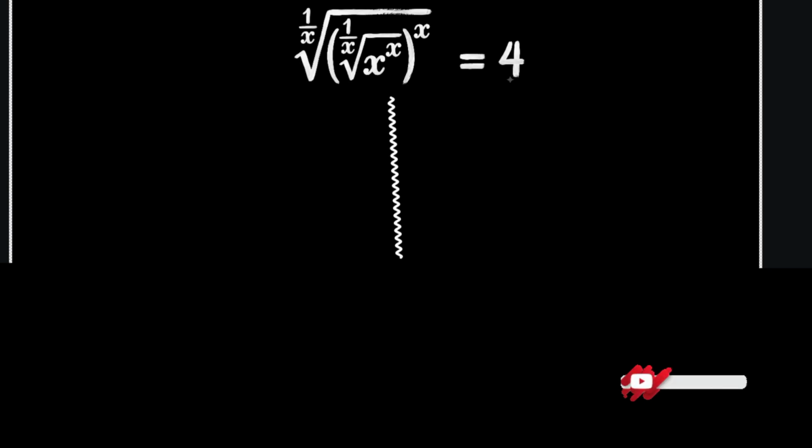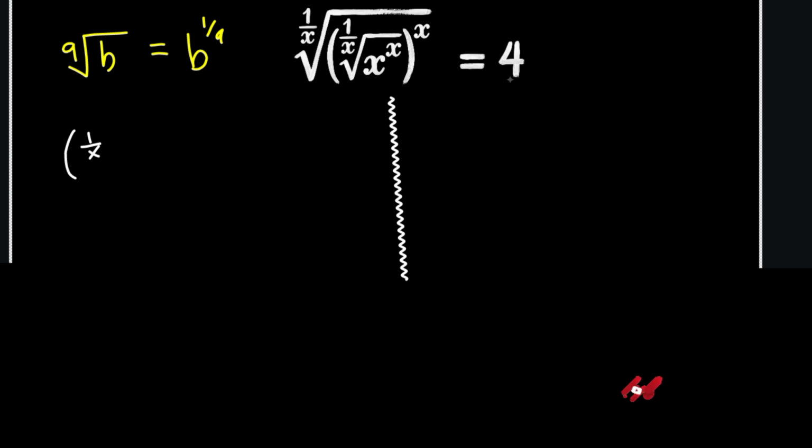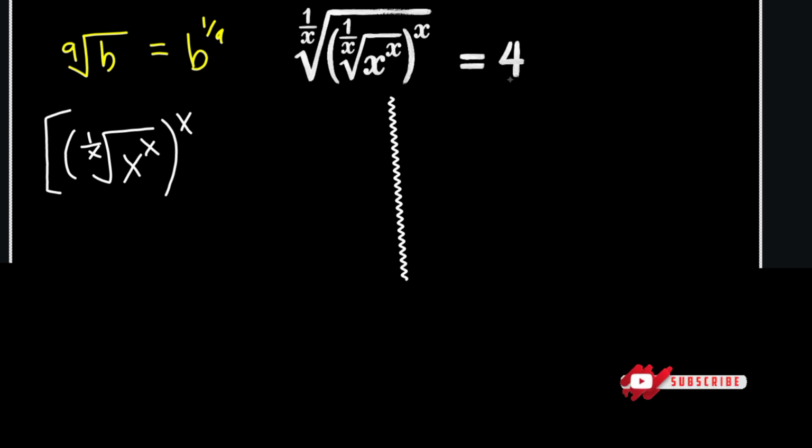Don't freak out, guys. This is way easier than it looks. We're going to be making use of this fundamental law that says that a root of b will give us b to the power of 1 all over a. So we are going to rewrite our equation as 1 over x root of x to the power of x all to the power of x, and then we'll be writing the power as 1 all over 1 over x.